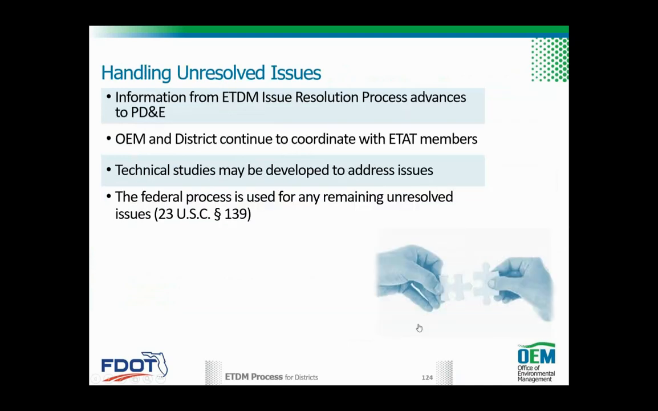The last slide before we get to the questions is handling unresolved issues. Part of the ETDM process is it has an ETDM issue resolution process for all the agency operating agreements and funding agreements, as well as the ETDM manual. There is an ETDM issue resolution process that's been identified. It's basically an escalation process where you try to resolve the issue at the lowest level and you continue to move up until you get to a decision to either move forward, pull stuff forward, or whatever the outcome is acceptable to all the parties.